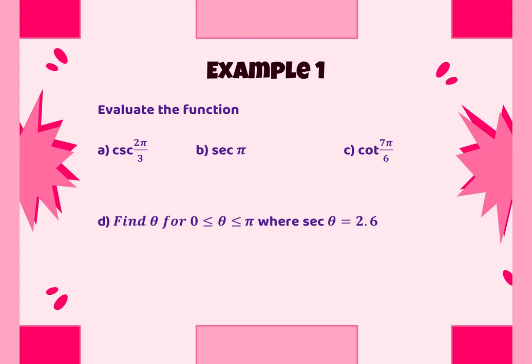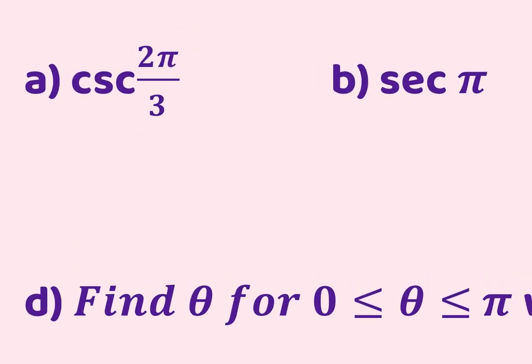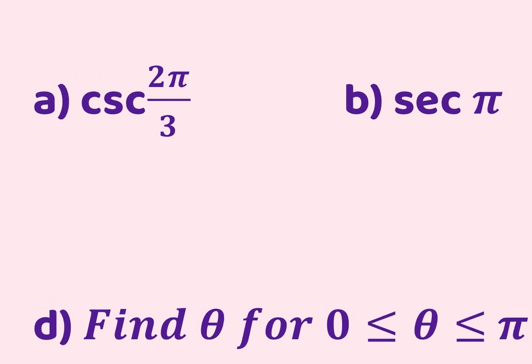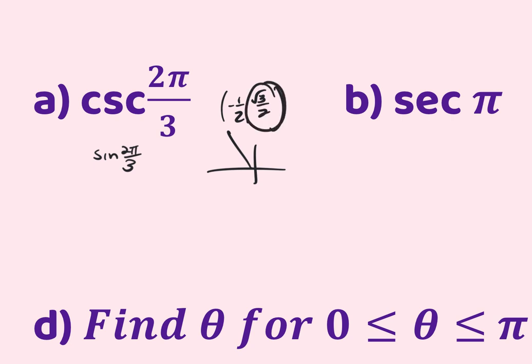So these questions look like this. Evaluate the function, and A, B, and C are without your calculator, and then D would be with your calculator. So cosecant at 2 pi over 3 means I'm going to find which one? I'm going to find sine at 2 pi over 3, and then I'm going to flip it. What's the sine at 2 pi over 3? It's negative, oh no, it's root 3 over 2. Flip it, I get 2 over root 3. Rationalize it, I get 2 root 3 over 3.